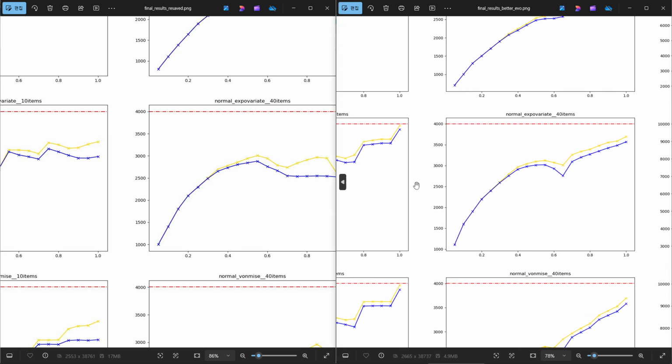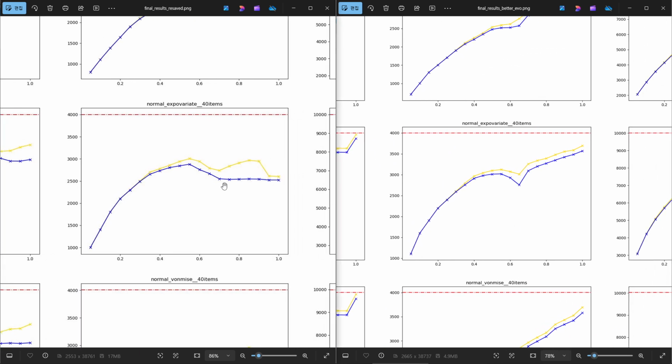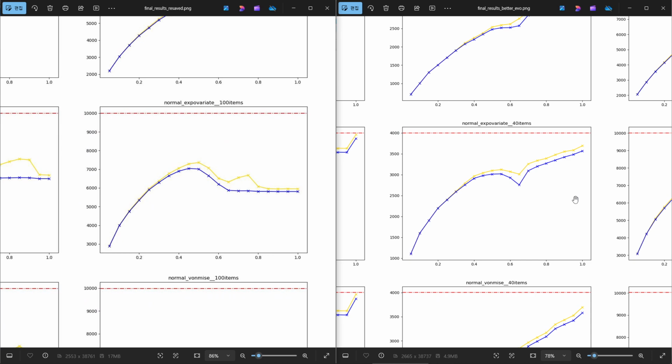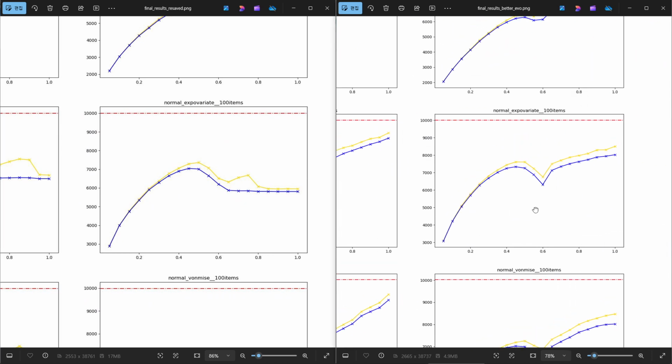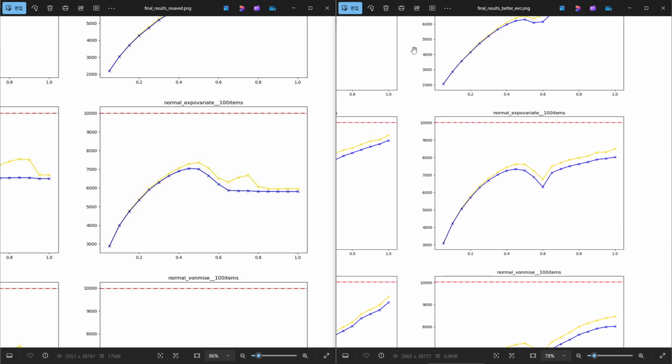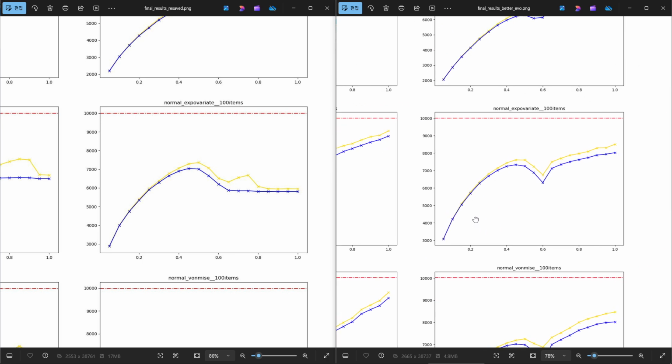For 40 items, yep, we see it. For 100 items, we do not see this anymore. But what's interesting here is that we keep getting these small trenches, or small rifts. I don't know what I should call it, but that keeps on reminding me of McDonald's.